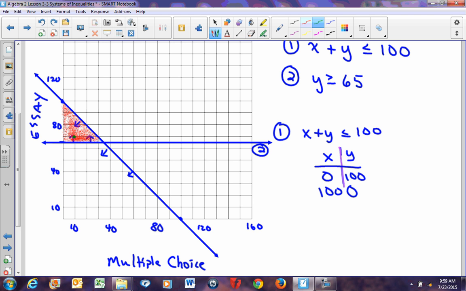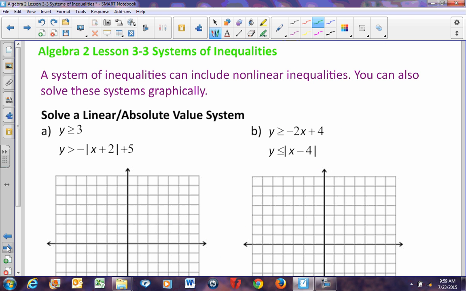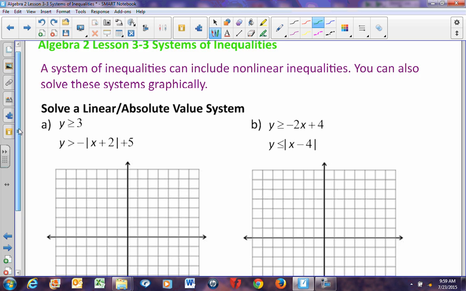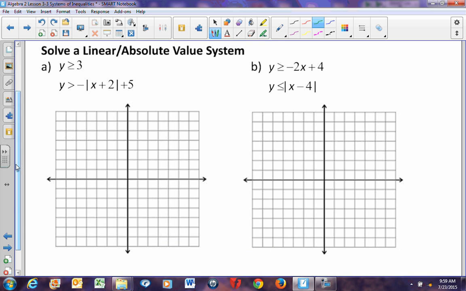All right, the last thing we're going to look at is a system of inequalities that can include non-linear inequalities. Those can also be solved graphically. Let's take a look at this. We have y is greater than or equal to 3, and y is greater than the negative absolute value of x plus 2, plus 5. In other words, we have an absolute value graph and a linear graph.